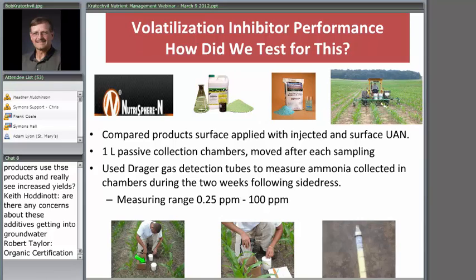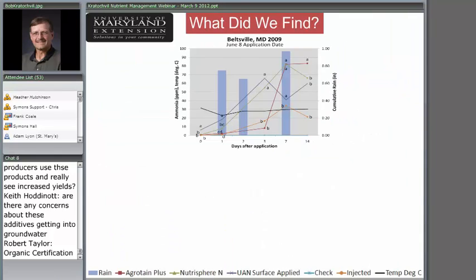We wanted to get a measure of what was happening to that nitrogen as it was exposed to the surface, and if it was getting washed in, if we had rain events or whatever. So we moved the chamber each day following the measurement collection. So what did we see?